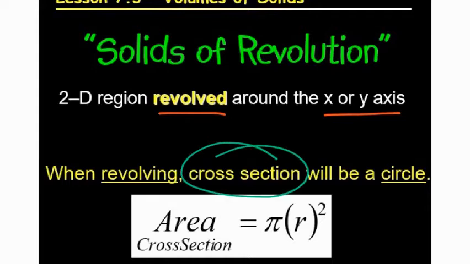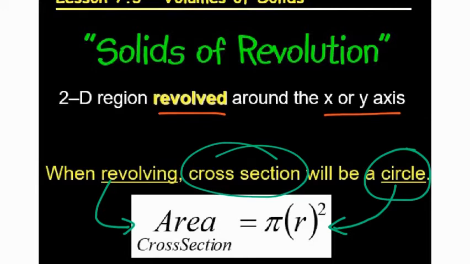Well, the good news is that the cross section will always end up being a circle when we do a solid of revolution. That means that the area formula will also always be pi r squared. It will always be the area of a circle. Now we will continue to use the integral, that is, to integrate all of those cross sections. And when you integrate them, you actually are adding up all of those little volumes, those little slices. And when you add up all those little slices, you get the total volume.